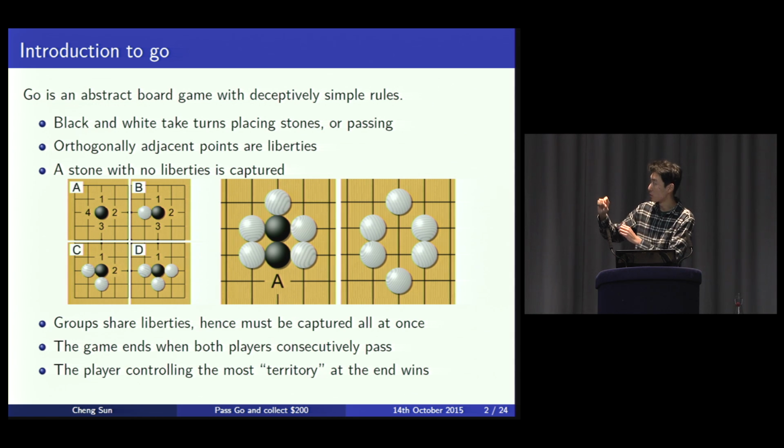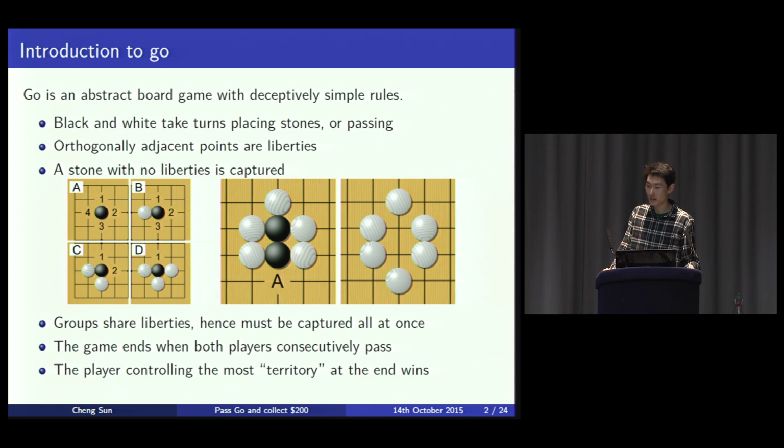Groups of orthogonally adjacent stones of the same color share their liberties. So in the rightmost example, you can see that the 2 black stones in the middle will have 6 liberties in total. And in order to capture them, all 6 must be occupied with white stones.